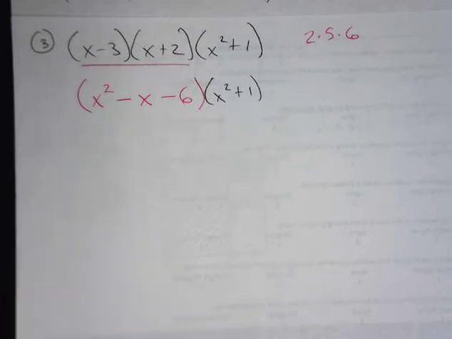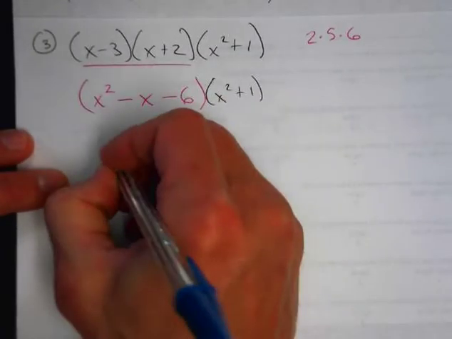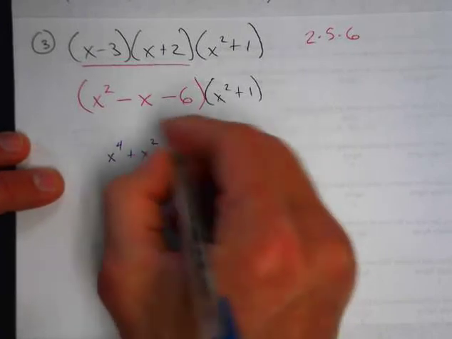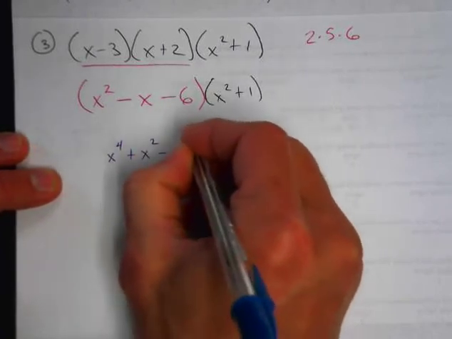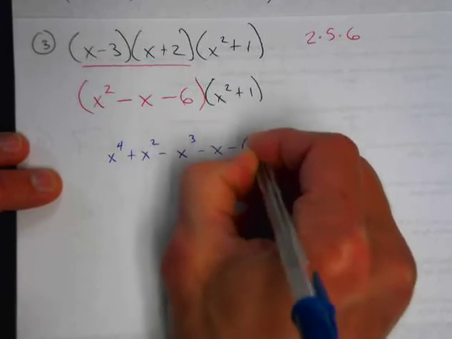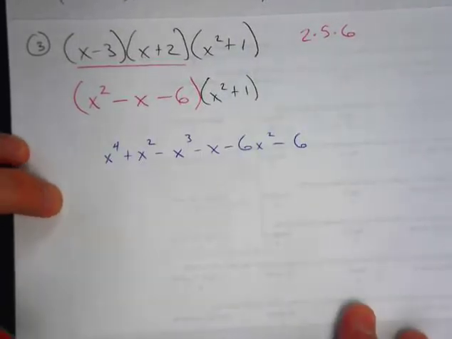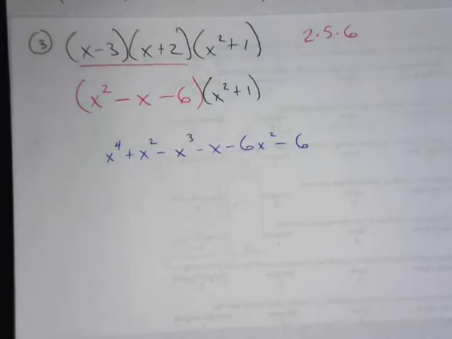So here we are, back to, again, the previous lesson on multiplying polynomials. And so, again, distributive property, x to the fourth plus x squared, and then minus x to the third minus x, then minus 6x squared minus 6. So I'm just using the distributive property. You can use the area model. It doesn't matter how you're doing this, but you can get it done.